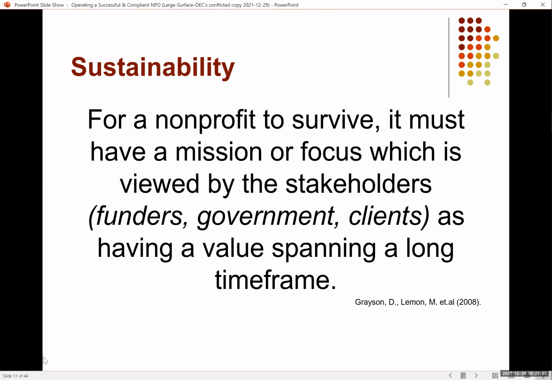So in terms of sustainability, for you to survive, you have to have a mission or focus that's viewed by the stakeholders as having value and that you're going to last a long time. So that's what I want you to do before you start the paperwork and we talk about all that. Really look at your mission, because everything you do is going to emanate from that mission. Is it something that has value and a long time frame?